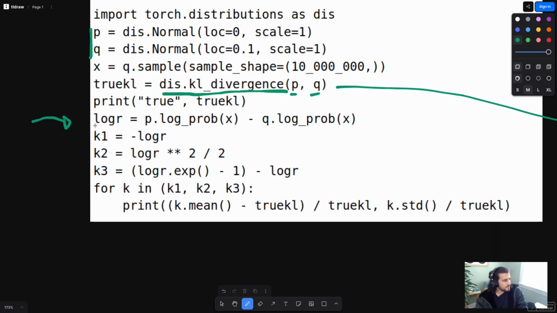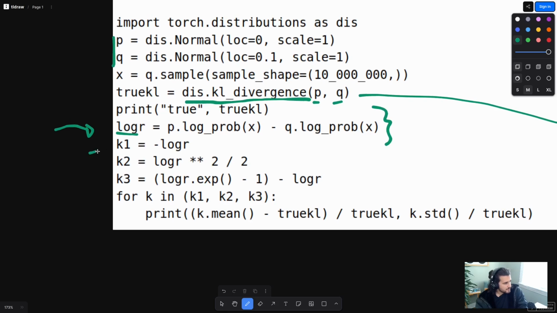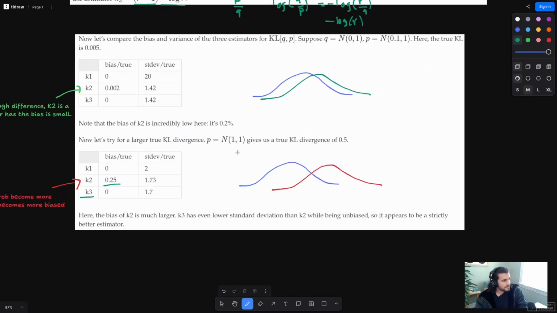And then we have here our r, which is the log probabilities that are divided. And this is just using the property of the logarithm to make it nicer to calculate. Here's our K1, K2, and K3 over there. And at this point, they run the simulation on 10 million samples. And with the mean and the standard deviation, they will be able to see how they are different from the true KL divergence. So this is what we have at the top.